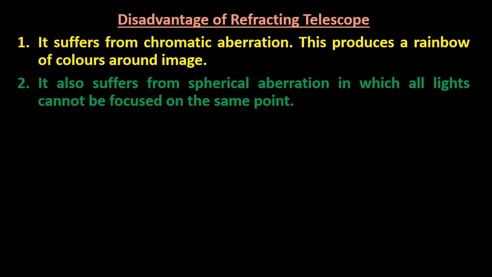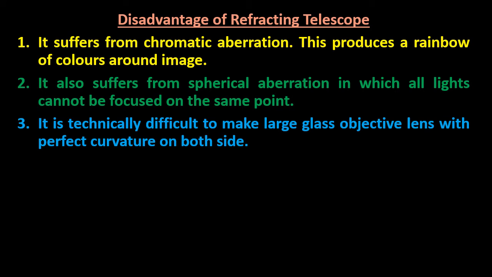The third disadvantage is that it is technically difficult to make a large glass objective lens with perfect curvature on both sides. If a telescope has a very big objective lens, the maximum amount of light from the object will enter the telescope and we will be able to see a very clear image of that object. But technically it is very difficult to make such a big objective lens because we cannot make perfect curvature on both sides of such a big lens. So these are the disadvantages of the refracting type of telescope.